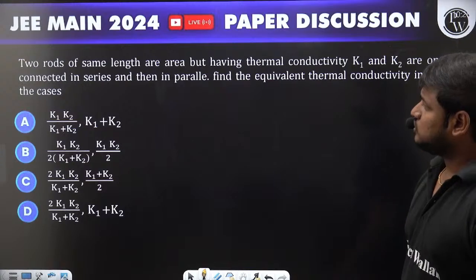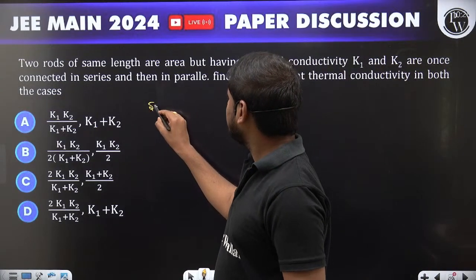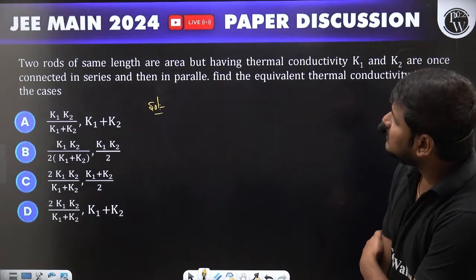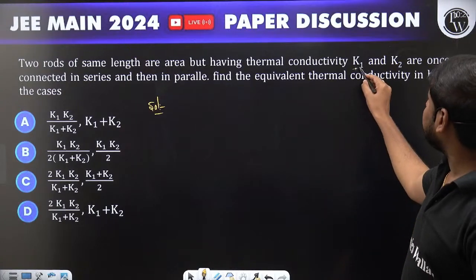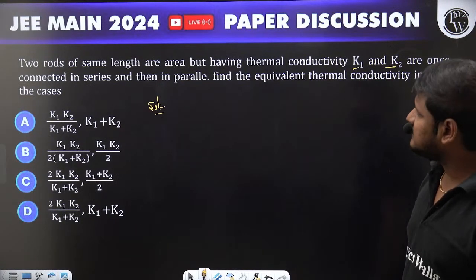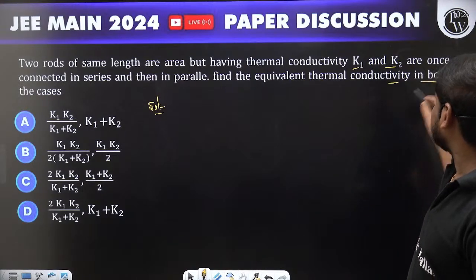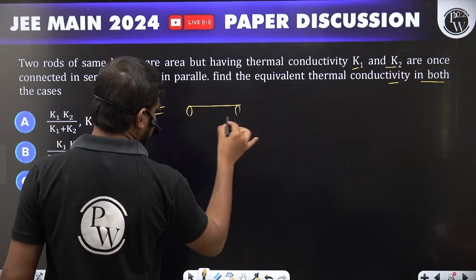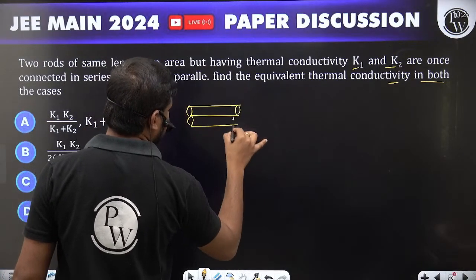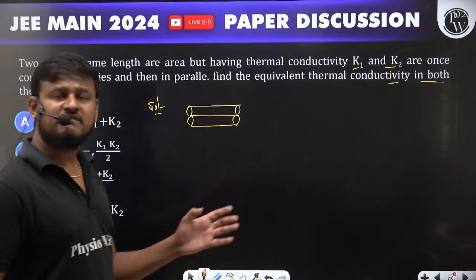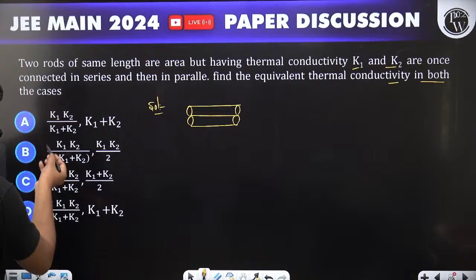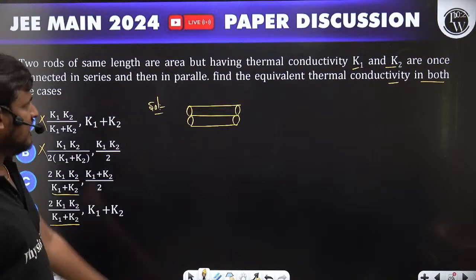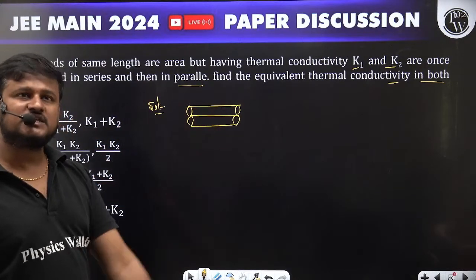Done. Chalo. So the next question, this is a direct question. 2 rods of the same length and area, but having thermal conductivity K1 and K2, are connected in series, then in parallel. Find the equivalent thermal conductivity in both the cases. This is a direct formula based question. In the series case, it's going to be 2 K1 K2 by K1 plus K2, right? So this option could be correct. And in the parallel case, you know that it is K1 plus K2 by 2.